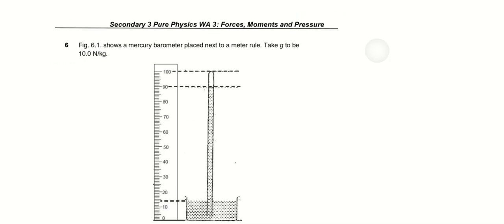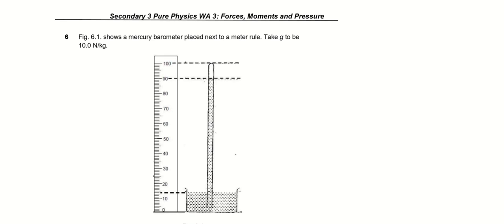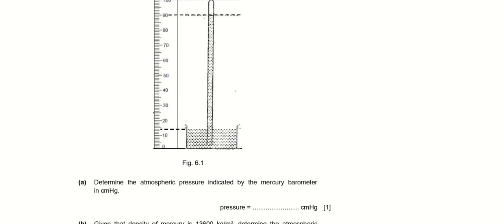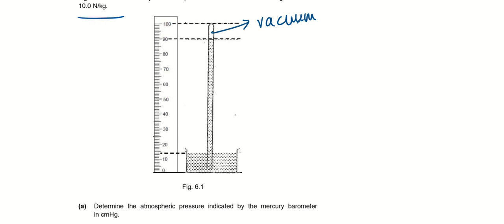Then question 6: a mercury barometer placed next to a meter rule. Take G to be 10 Newton per kg. So this is our G. Determine the atmospheric pressure. If they never say anything, we can take it that this is a vacuum and an ideal barometer, so there's no pressure. First step, draw the arrow on the liquid level to indicate that there is pressure acting on it. So this is my PATM.